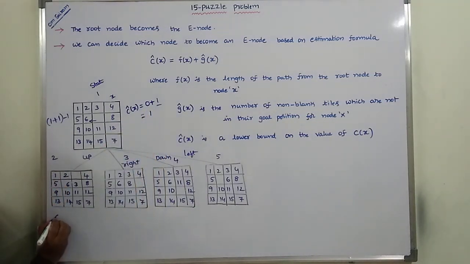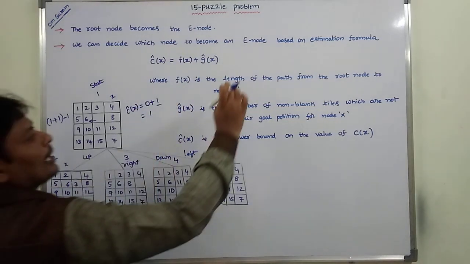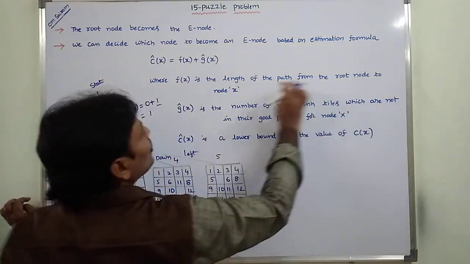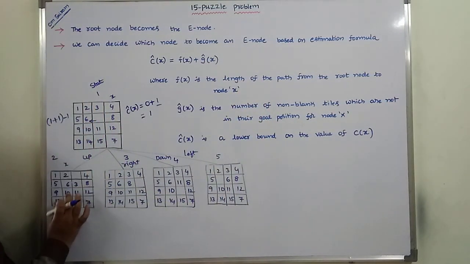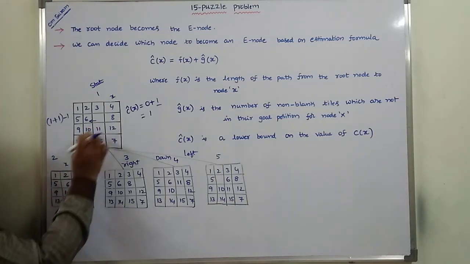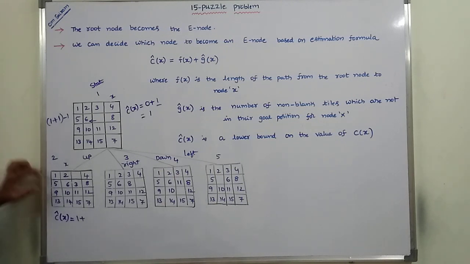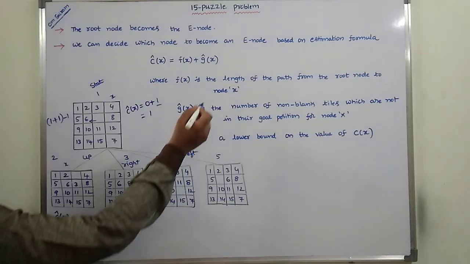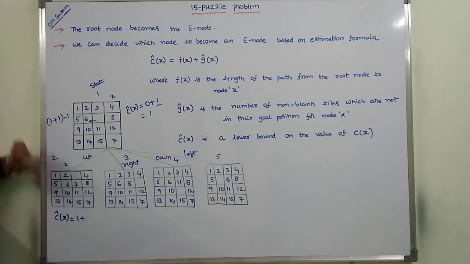Now, for this node, how do we calculate? Suppose this is node x. So that is f of x. f of x means the length of the path from the root node to the node x. So this is the root node and this is the node x. What is the length? The length is 1. This is level 2, this is level 1. 2 minus 1, that is 1. The length of the path from the root node to node x is the length from this level to this level.